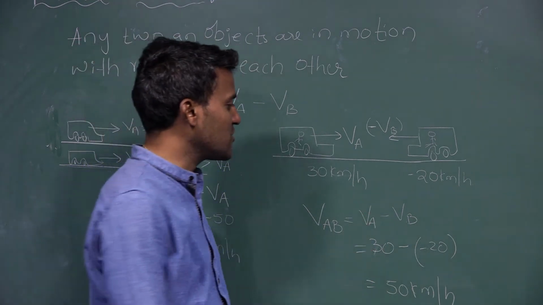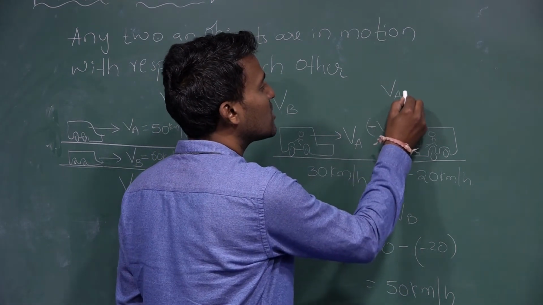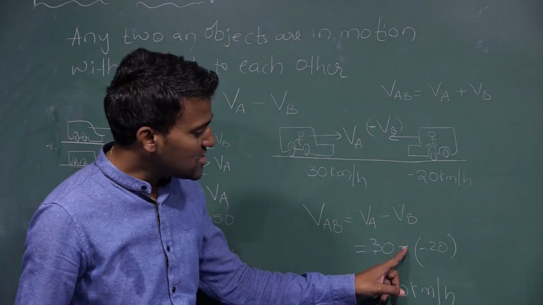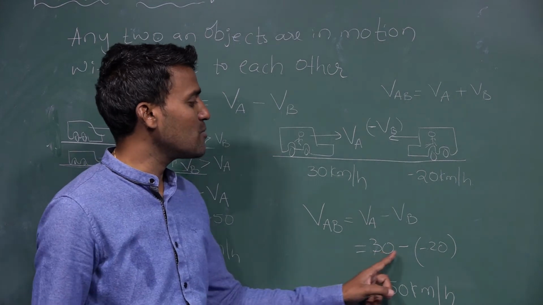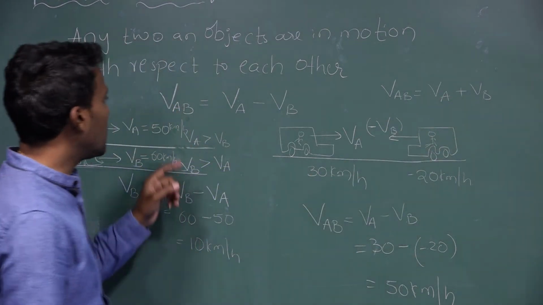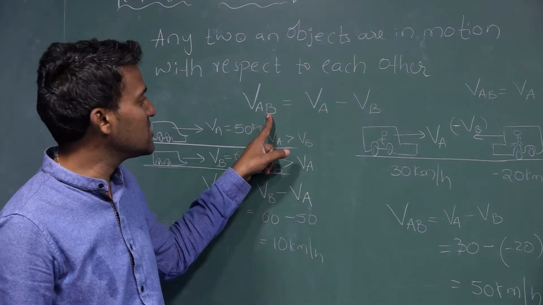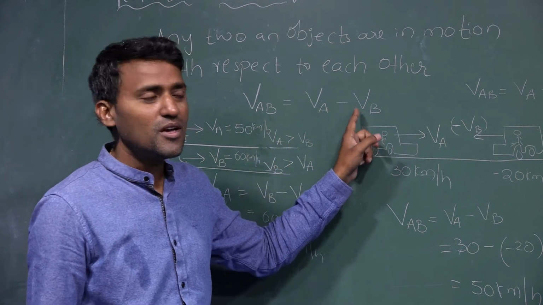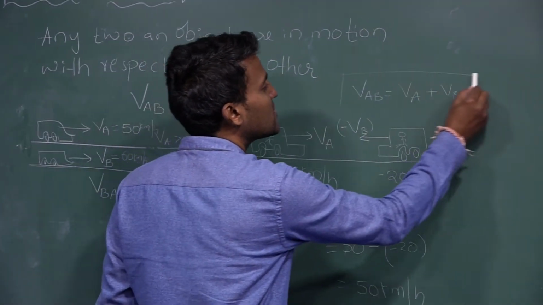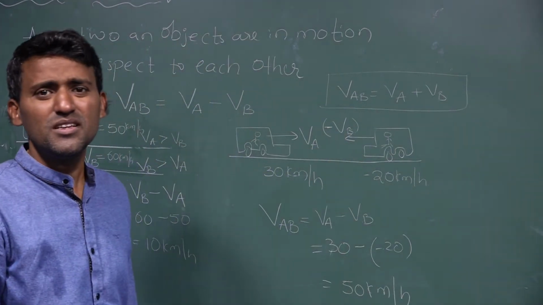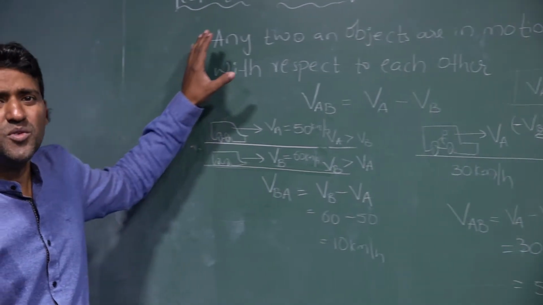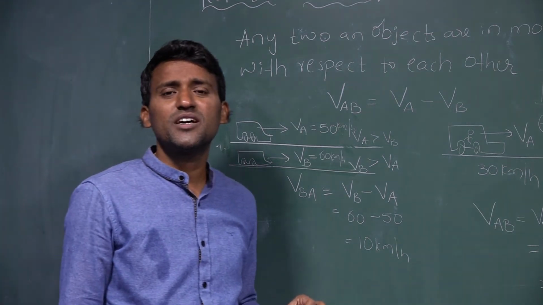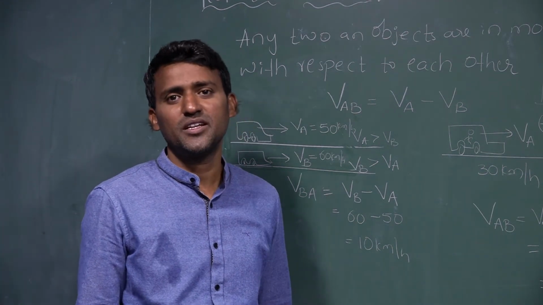In the opposite direction, we have to write the formula as VA plus VB. See here, minus into minus is plus, that is nothing but VA plus VB in opposite direction. If both are in the same direction, the velocity of A with respect to B is equal to VA minus VB. But in opposite direction, the velocity of A with respect to B is equal to VA plus VB. And this is the relative velocity. Once again, I am giving the definition: any two objects are in motion with respect to each other.